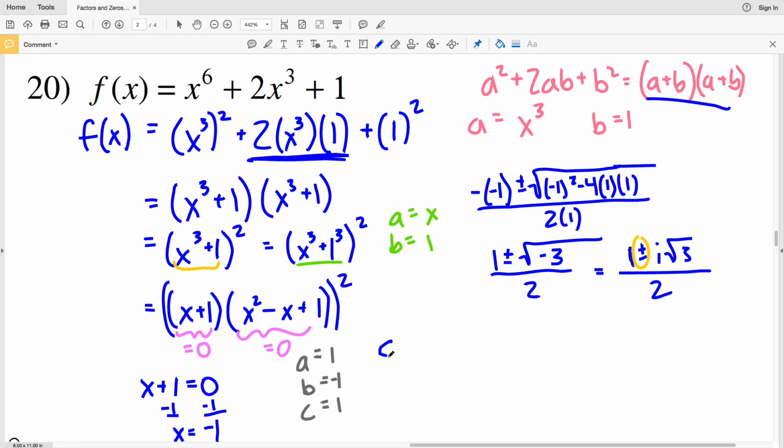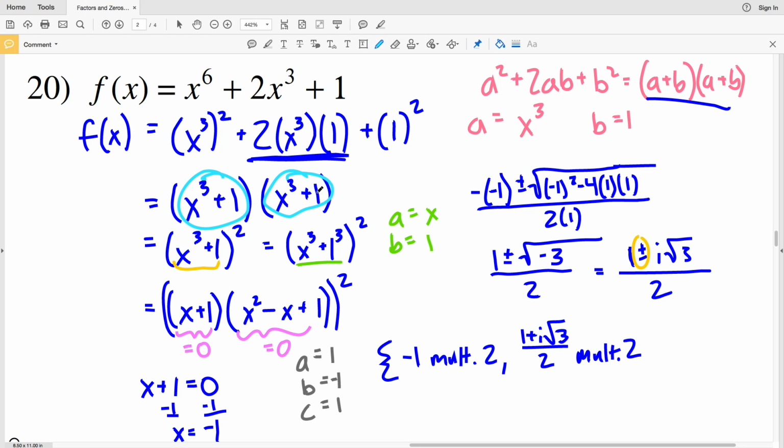So for number 20, our first solution was negative 1, and that occurred twice. So negative 1 with a multiplicity of 2, since negative 1 occurred twice. Our next solution, I'll write 1 plus i times the square root of 3 over 2, and that also occurred twice. And remember, these multiplicities of 2 are for when I would solve for x cubed plus 1, and then again solve for x cubed plus 1. However, since I wrote it as squared, I'm not going to go through and individually solve for those zeros twice. I just wrote it as squared, and I'm noting that they occur twice.